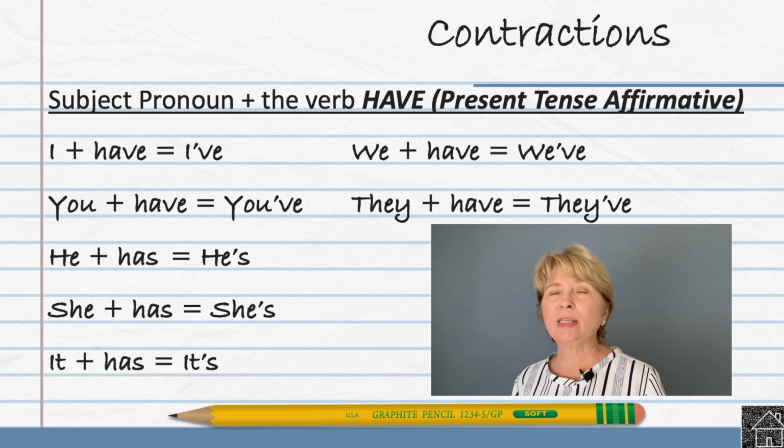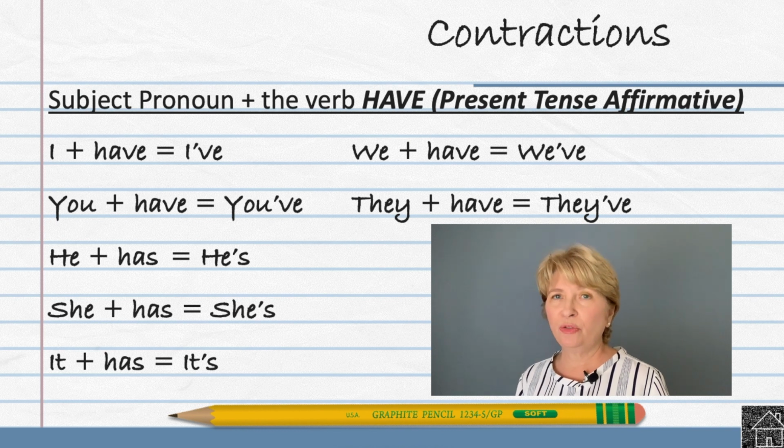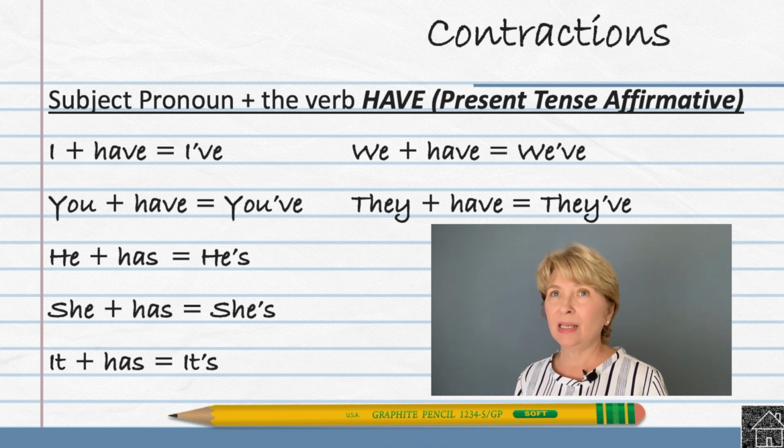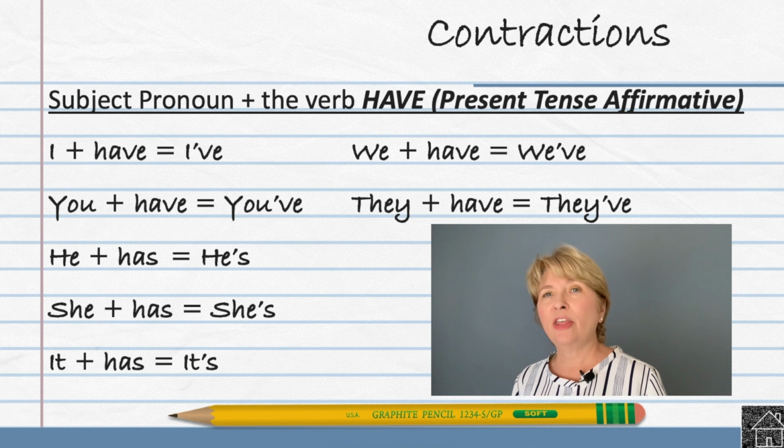You can tell whether someone is saying he's for he is or for he has from the context or other words in the sentence. She plus has works the same way. It's she's, just like she is. And the same is true for it's. I will say this, he's, she's, and it's are usually he, she, or it is. It's more common. We plus have is we've. You've is the same, singular or plural. And they plus have is they've.